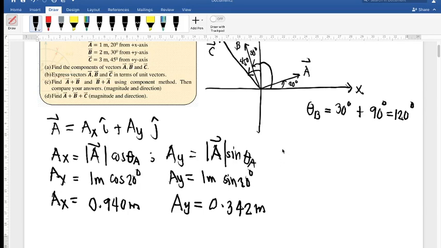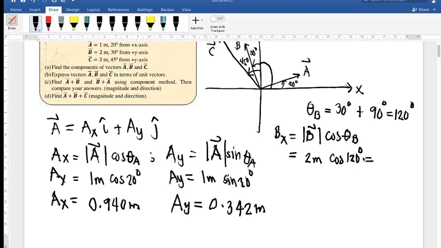So now we can use the formula given sa inyong lecture presentation. Bx is equal to the magnitude of B, tapos cosine of theta B. Next, si By is equal to... first we will solve si Bx. So, Bx, what is the magnitude of B? That is 2 meters. Tapos, yung theta B is 120. So, cosine of 120 degrees.